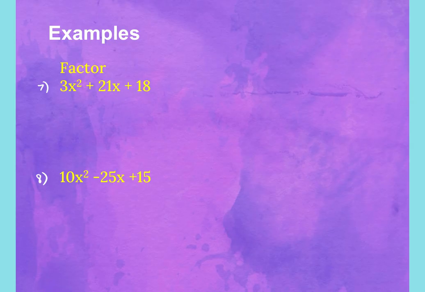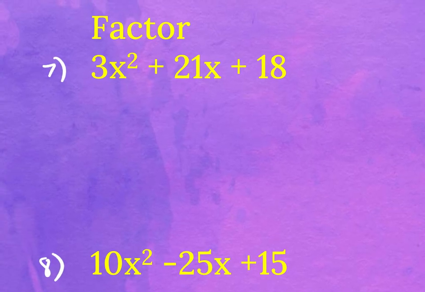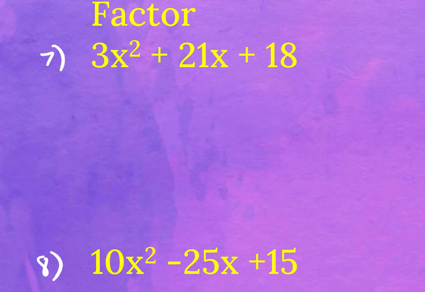Okay, moving into number 7. Again, these are divisible by 3, so I want to check for that first. Take out the 3, x squared plus 7x plus 6. And now this is nothing special. This is just your trinomial with a 1 in front of the x squared.